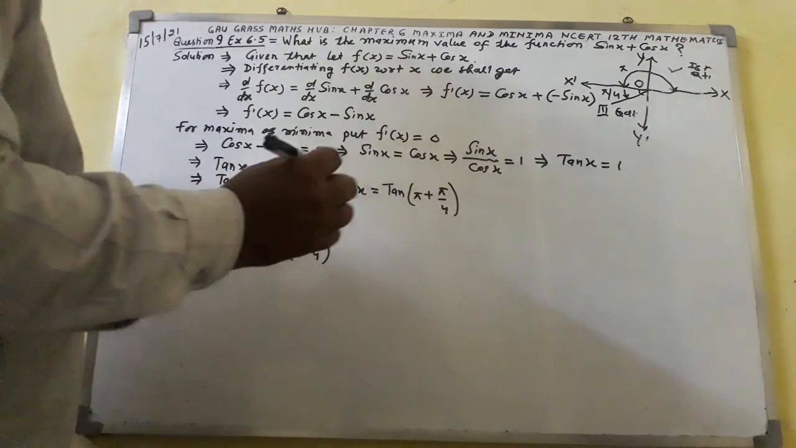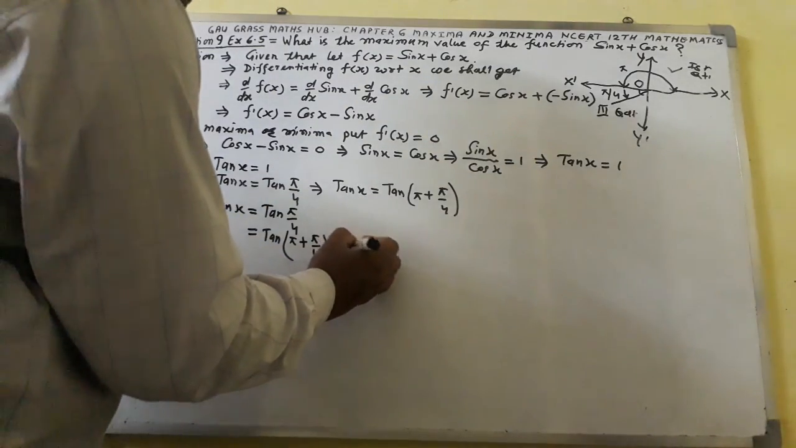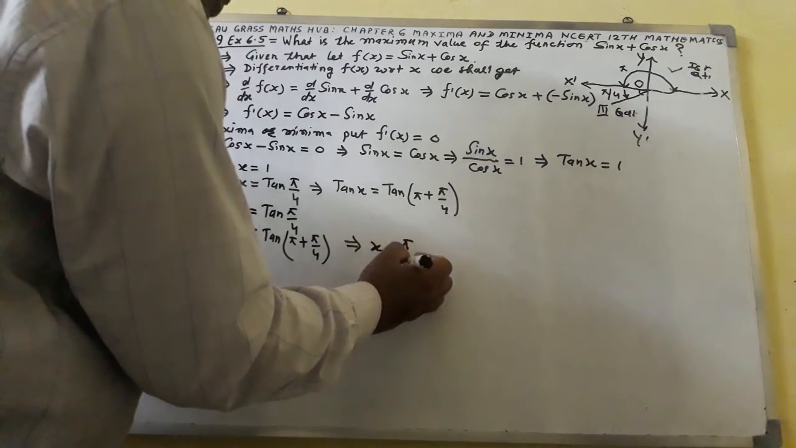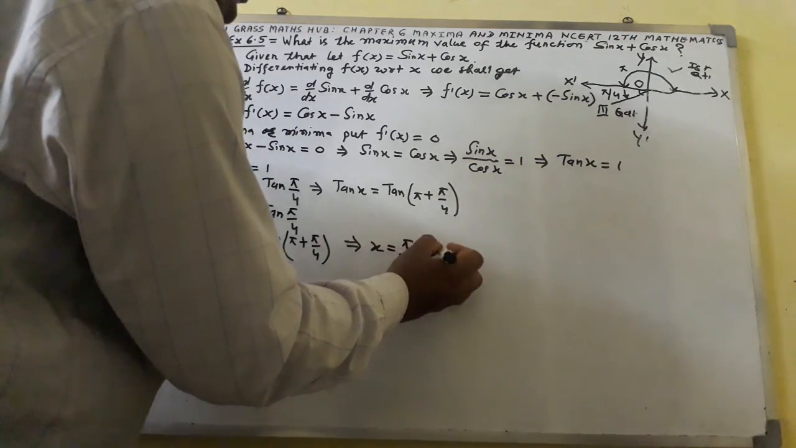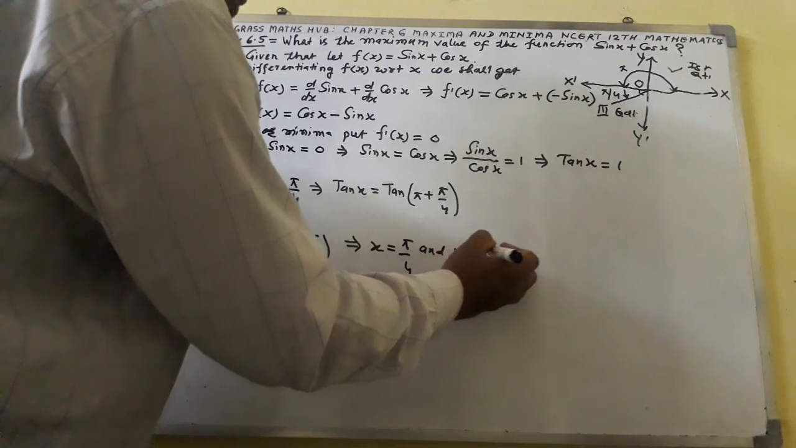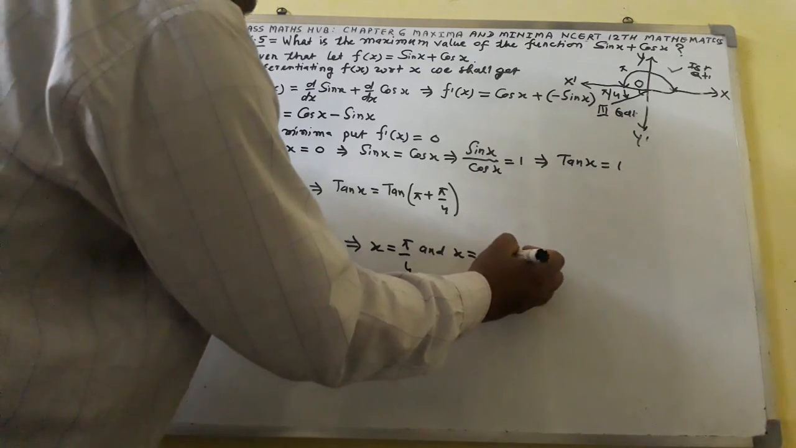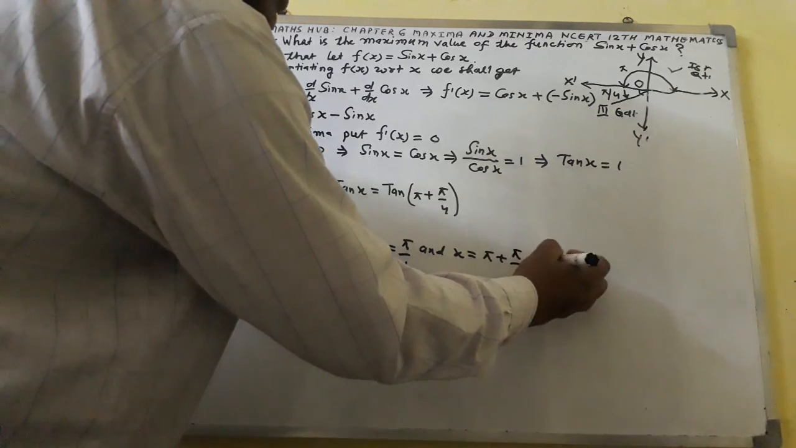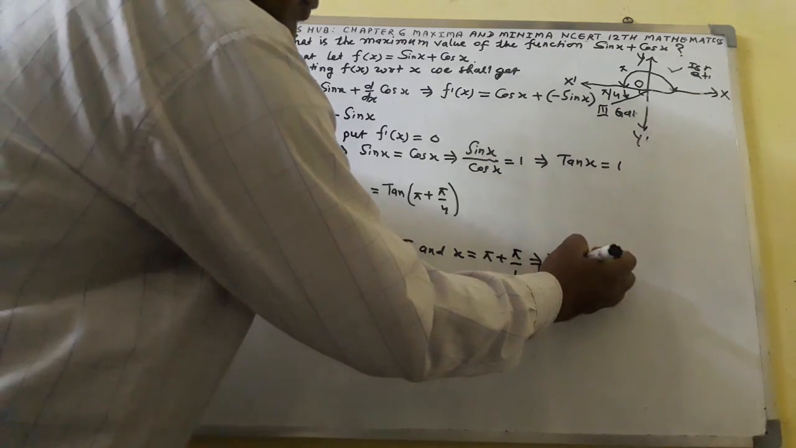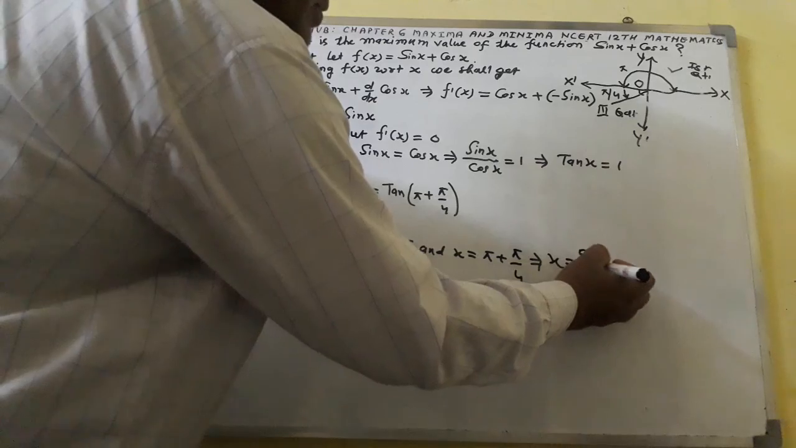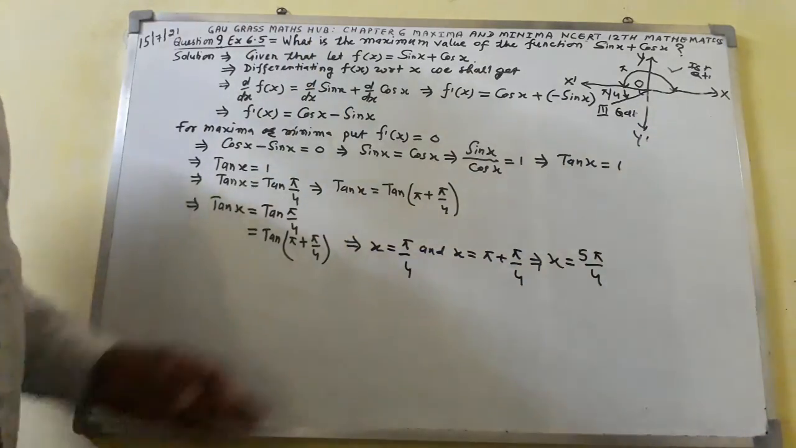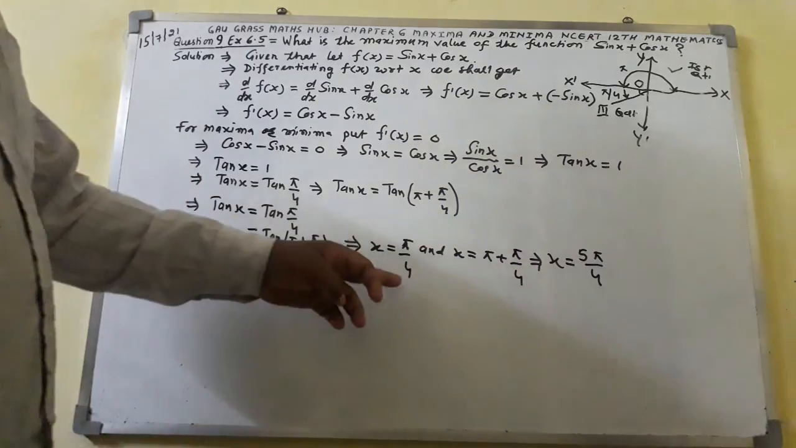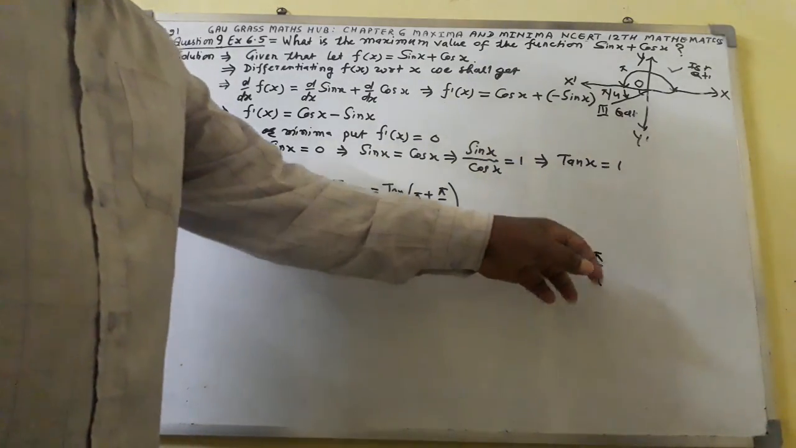So here we will get the value of x. We shall get x equal to pi by 4 and x equal to pi plus pi by 4, implying x equal to 5 pi by 4. The values of x we have got are x equal to pi by 4 and x equal to 5 pi by 4.